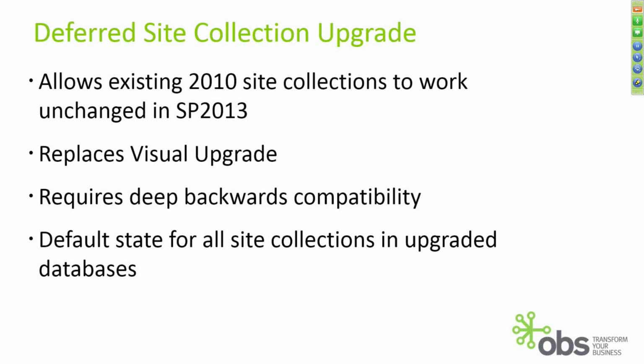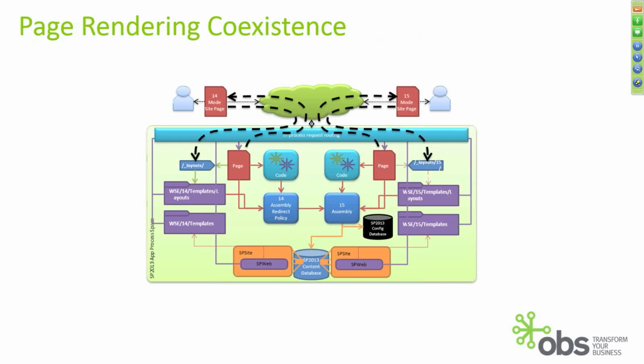A little bit of what this looks like. What you can see here is that you have the concept of 14 mode and 15 mode site pages. If a page is in 14 mode, the old mode, essentially it goes through and it still accesses the underscore layouts directory. It's hitting a whole bunch of templates in the 14 templates layout directory and those kind of things, and accessing a lot of the old controls.